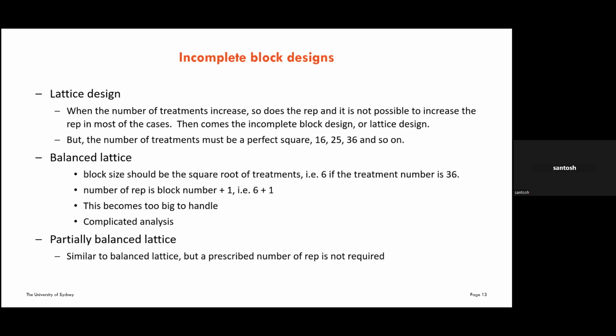In lattice design also, you can have a balanced lattice and a partially balanced lattice. In the balanced lattice, the block size should be the square root of the number of treatments, just as we said, because it is a perfect square. So if it is 36, then the block size should be 6. And the replication needs to be plus one, so if it is 6, it will be 7. And this becomes too big to handle. Also, the analysis becomes very complicated. That's the other reason why people don't want to use it.